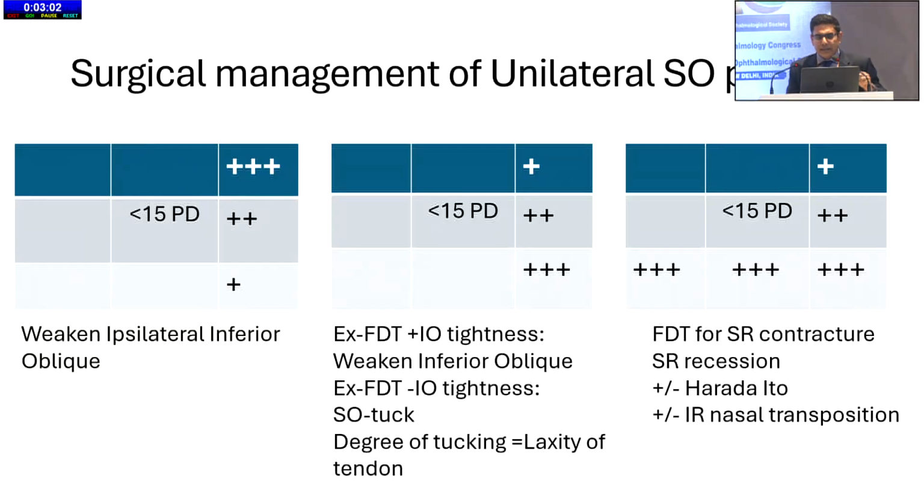And then there is another scenario where the deviation is even across the gazes. These are the patients where you always look for contracture of the superior rectus. So you always do a forced duction test during the surgery and then recess the superior rectus. Sometimes you can get away with just recessing the superior rectus alone for patients with less than 15 prism diopters of hypertropia. Now keep one thing in mind though: when you're recessing the superior rectus, you're weakening the superior rectus, so you're making the torsion worse. So you might have to temporally transpose the superior rectus tendon to take care of that.